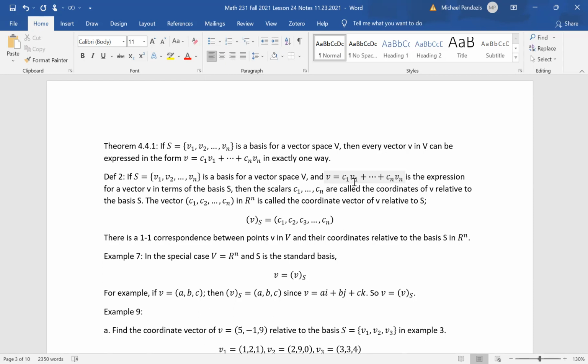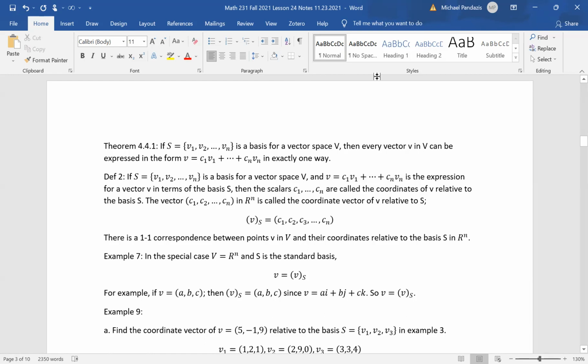Having a basis for a vector space means there's exactly one way to express every vector as a linear combination of those vectors in the basis. Bases are not unique, but for each basis, there's exactly one unique way to express every vector as a linear combination of those basis vectors.